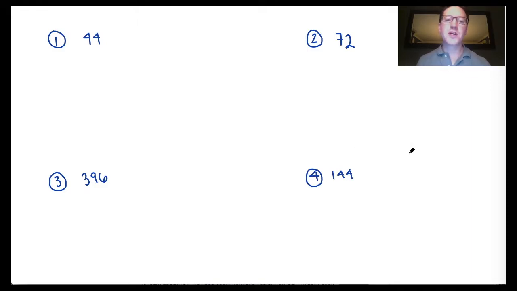Hello again. In this lesson we're going to talk about prime factorization and prime power factorization. They're very similar and you'll pick up one as soon as you get the other. Okay, so we're going to basically look at four examples here. We'll start with 44, a relatively small number.